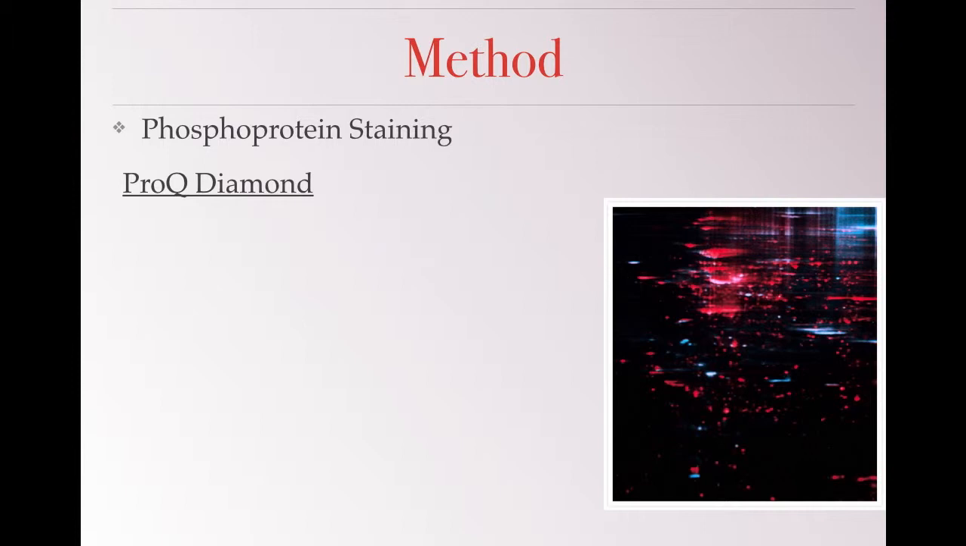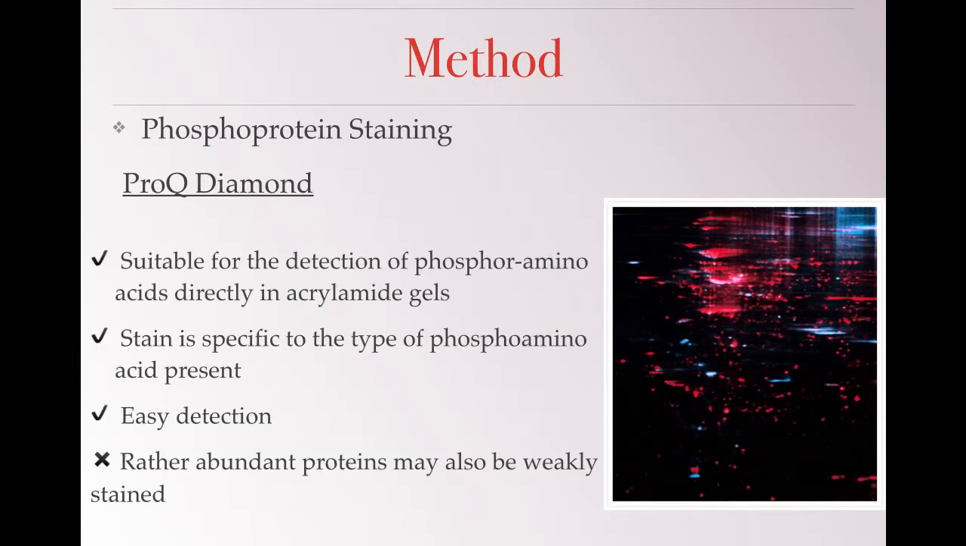It is a fluorescent dye and it is suitable for the detection of phosphoamino acids directly in acrylamide gels. The sensitivity of ProQ Diamond staining has been improved significantly and is down to 1 to 16 nanograms. It can be used in combination with a total protein stain. It also has greater convenience and safety of handling.